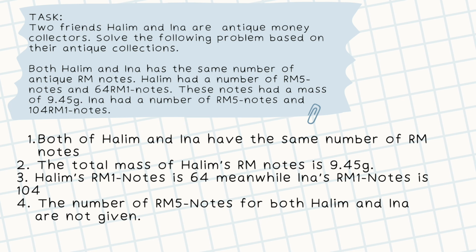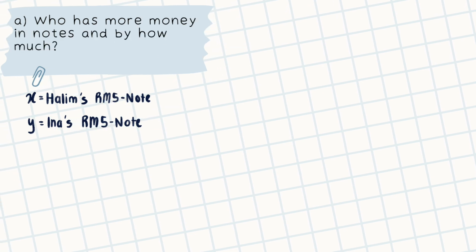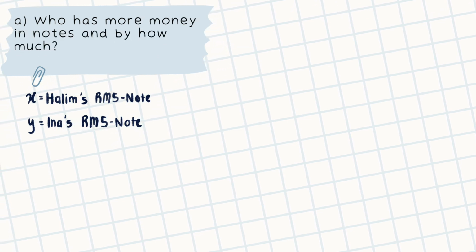Halim's 1 ringgit notes is 64. Meanwhile, Ina's 1 ringgit notes is 104. The number of 5 ringgit notes for both Halim and Ina are not given. Question A. Who has more money in notes and by how much?